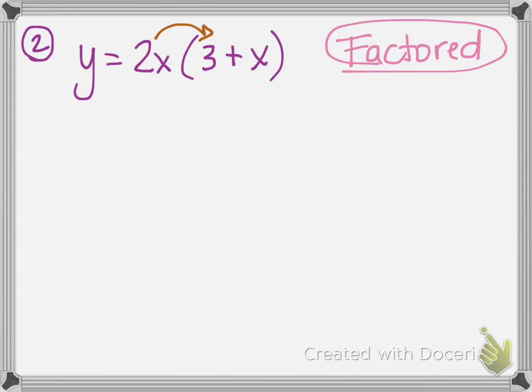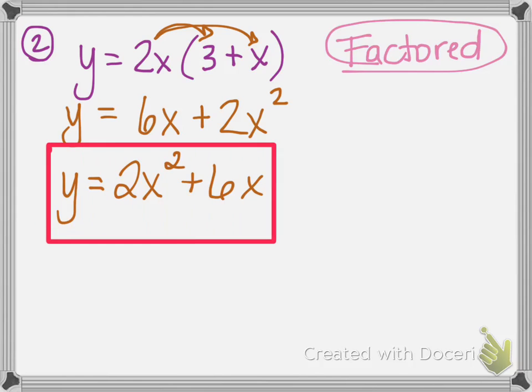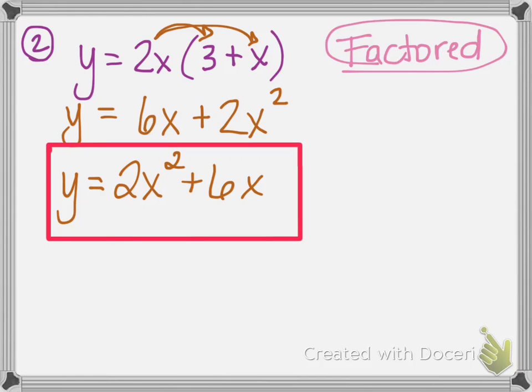2x times 3 is, no, it's not 2, that's for sure. It's 6x, and 2x times x is 2x squared. Now remember, general form should have your x squared term first, so I'm just going to turn this around. y equals 2x squared plus 6x. There is no constant on the end, so I don't have to worry about that. And there's general form for number 2. Whole lot easier when it's in factored form to go to general form than it is for vertex, but either way, it's got to be done.